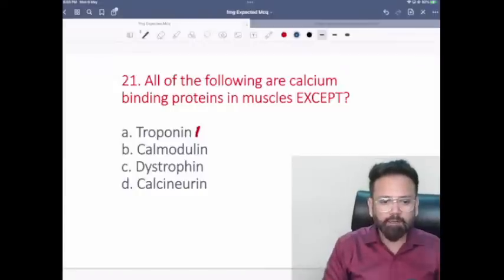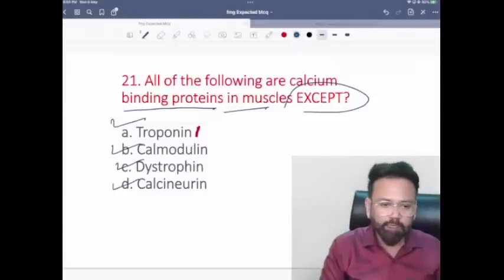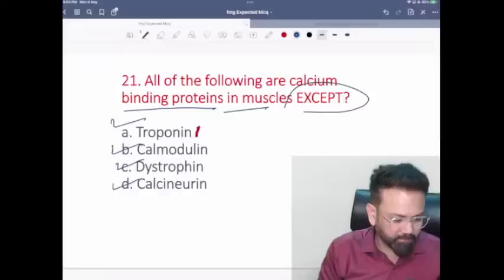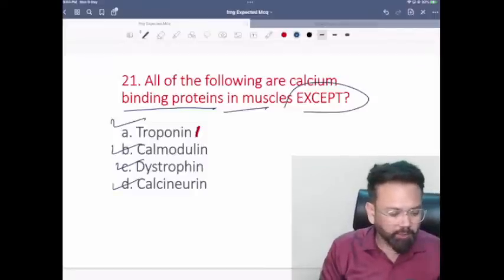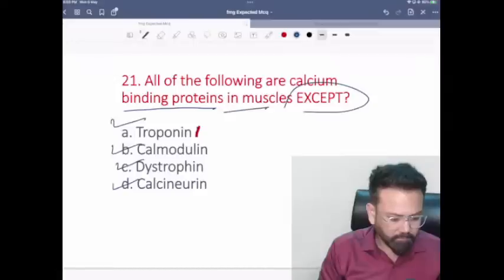All of the following are calcium binding proteins in the muscle except: troponin, calmodulin, dystrophin, or calcineurin. What is the correct answer, doctor? A.